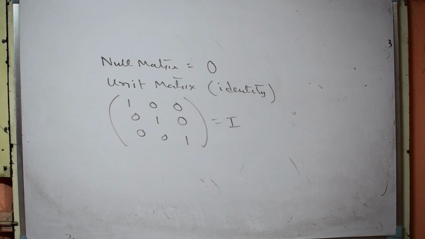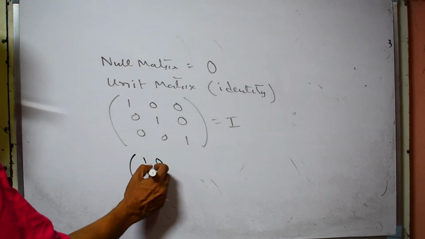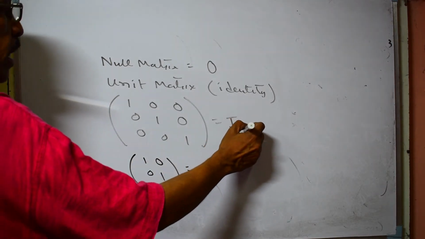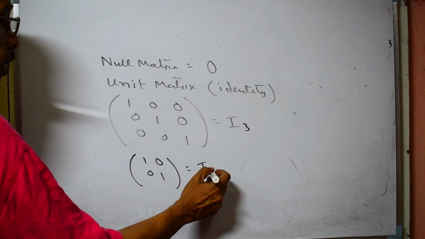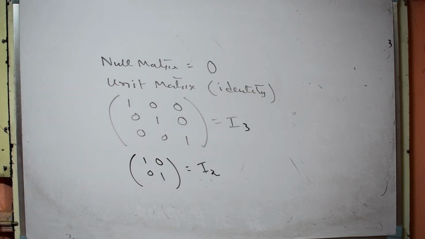Now the point is, it can be a smaller one in an identity matrix or unit matrix, 1 0 0 1. This is sometimes called I3 when 3 rows are there. This is called I2 also, or simply I.